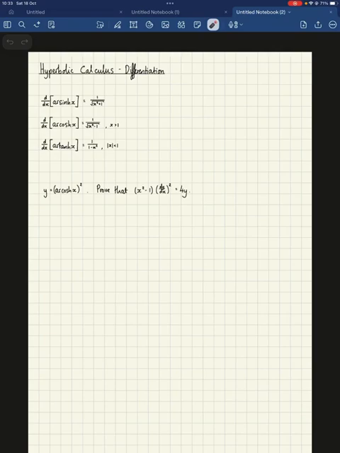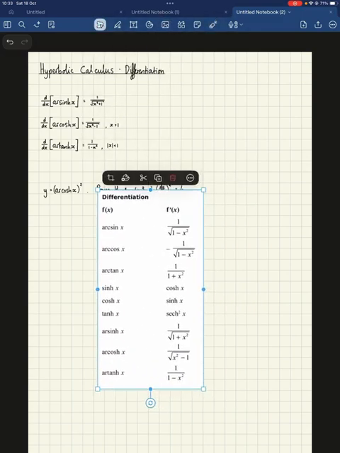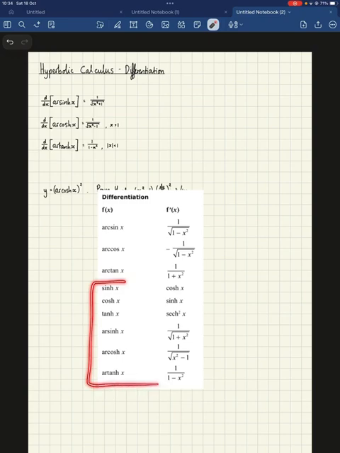Okay, so we are back on differentiation for hyperbolic functions, and now we are differentiating the inverses. These are actually in the formula book. If we look here, we've got the normal trig stuff, so arc sine, arc cos, and arc tan, and then we've got all the hyperbolics over here. We can see the similarities.